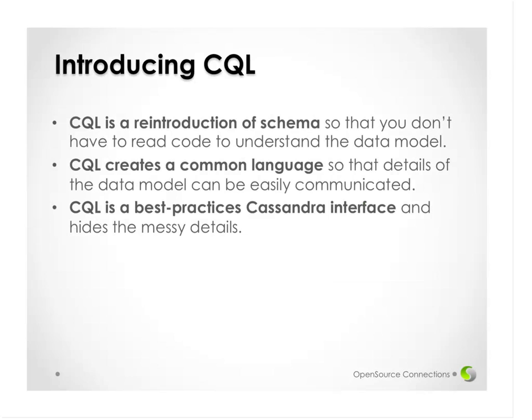CQL creates a common language that everyone can use to discuss stuff, because prior to CQL, everyone was directly addressing this Cassandra data structure and building their own layers on top of it that often did very similar things, but not exactly the same thing. So there's a lot of gotchas. CQL is the standard. CQL is a best practices interface to Cassandra.